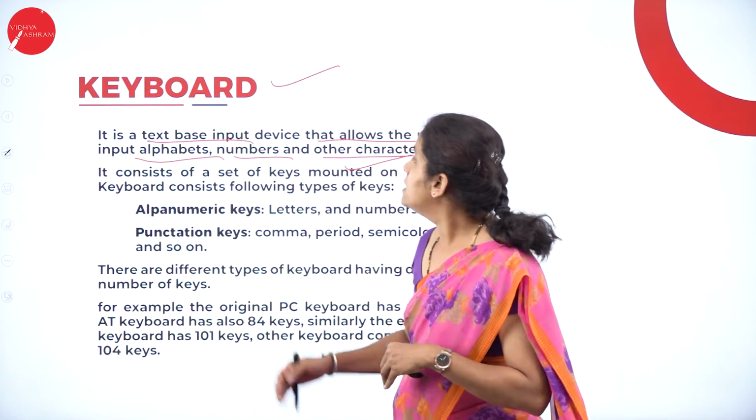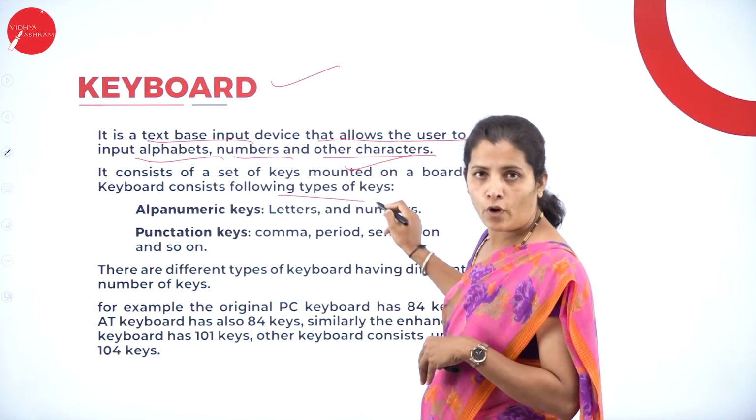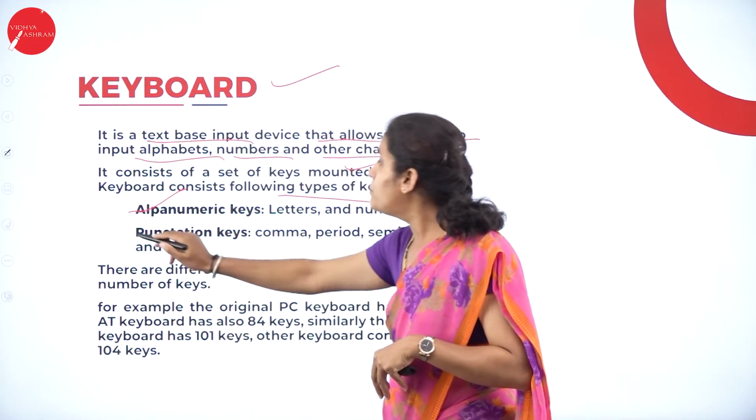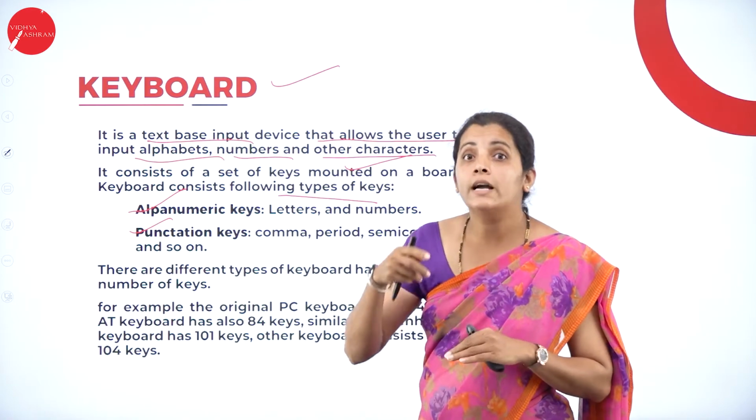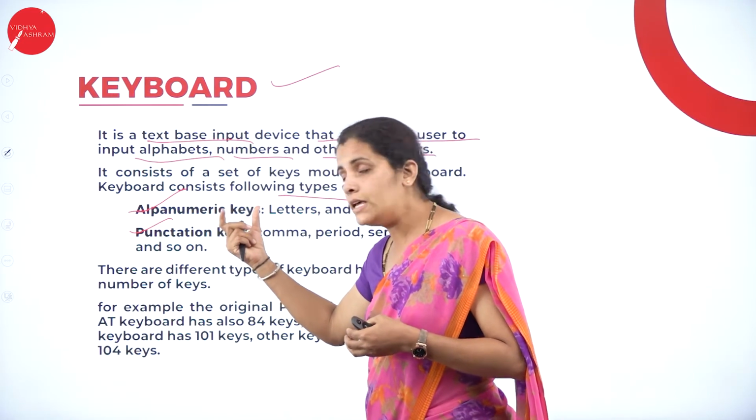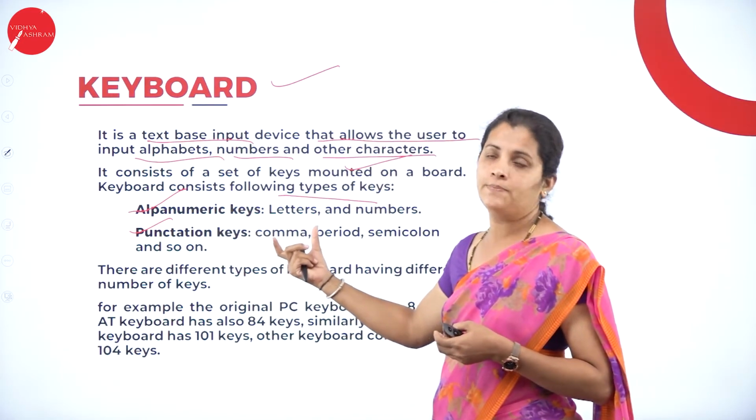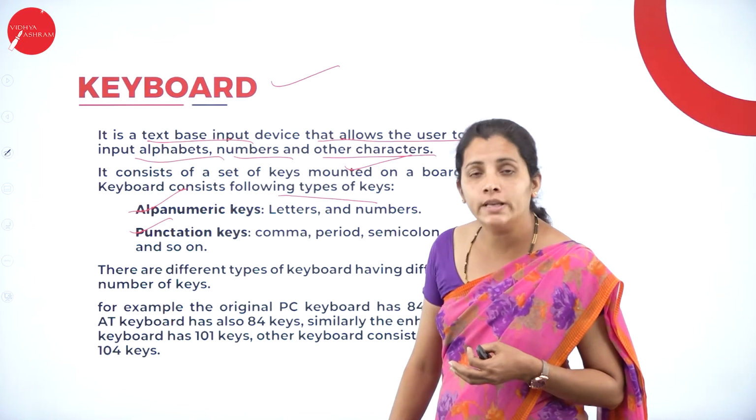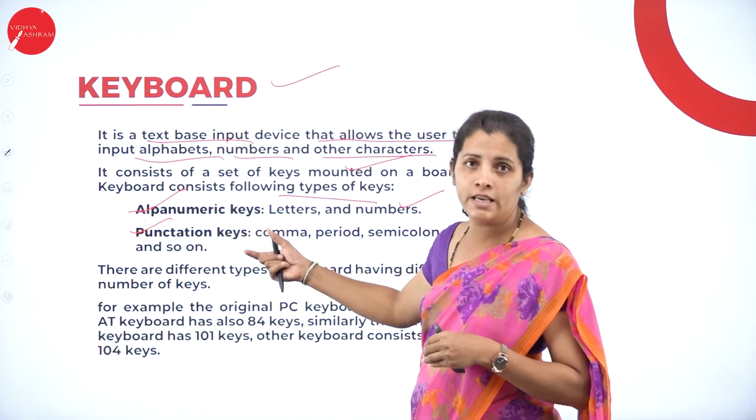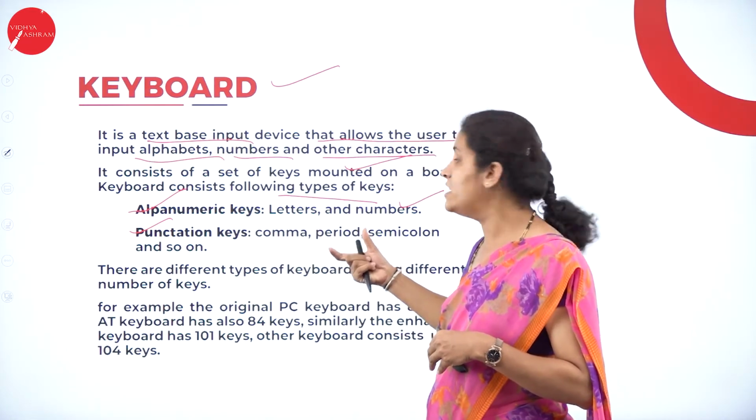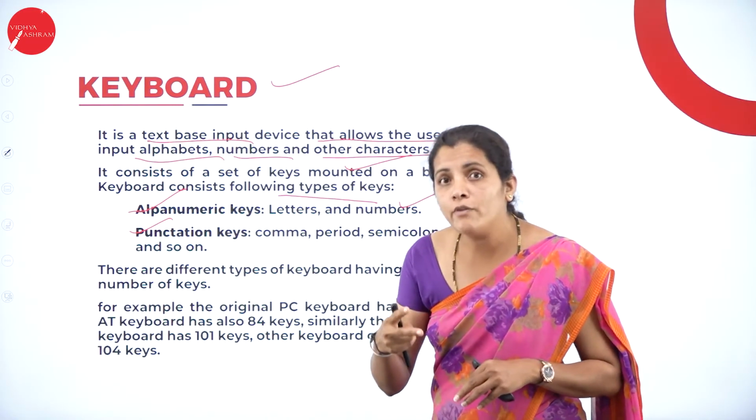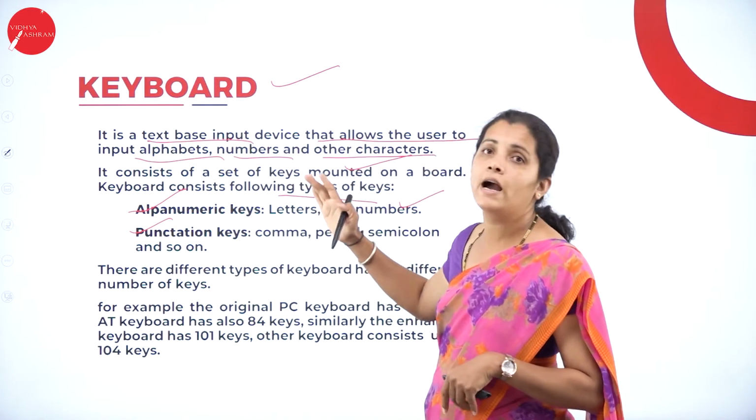Usually the keyboard consists of the following types of keys: alphanumeric keys and punctuation keys. In alphanumeric keys, we get letters and numbers, whereas in punctuation keys, we get comma, period, semicolon and so on.